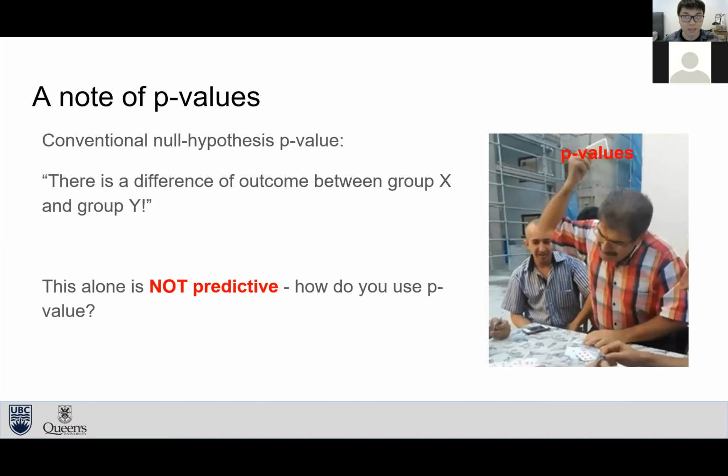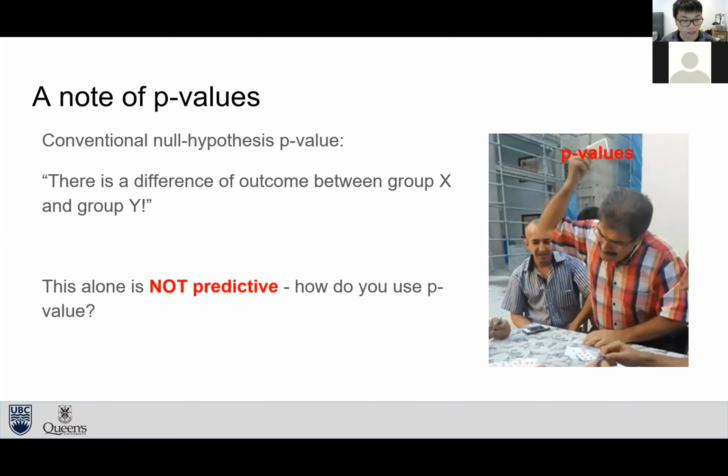When we say age has a p-value of 0.05, what we're saying is that the outcome between people of low age and high age is different. We're just saying that they're different. We're not saying what age we can use as a cutoff. We're not saying how predictive age is. We're not saying whether age is the most important variable compared to another variable, right? So a p-value is inferential, but it's not predictive.